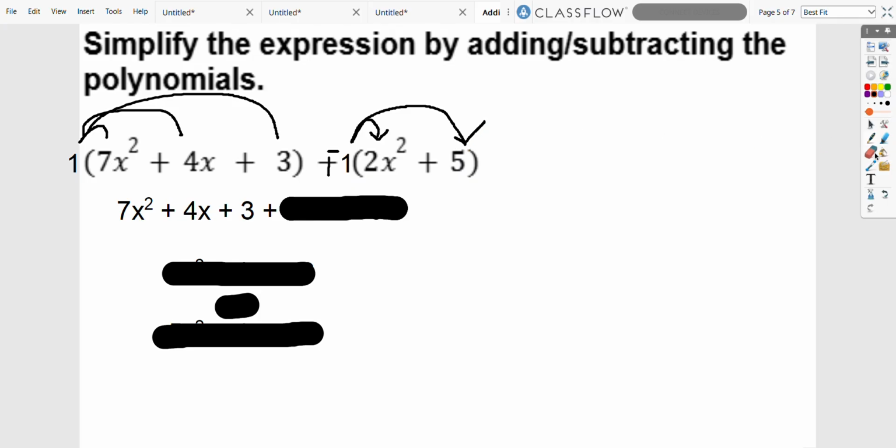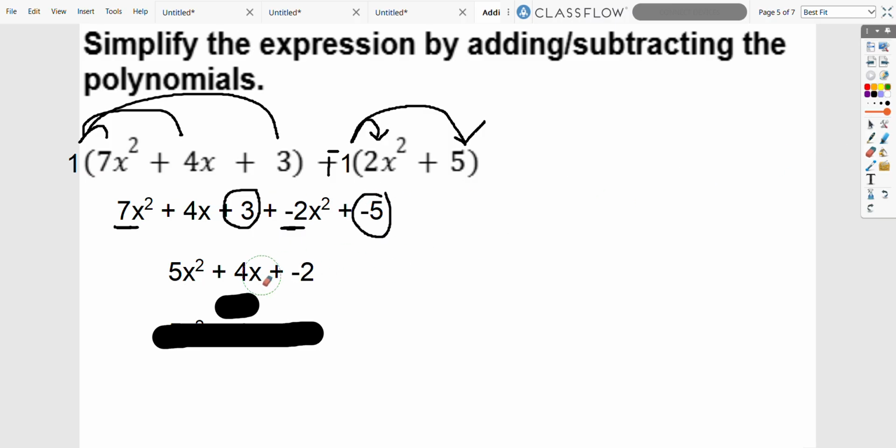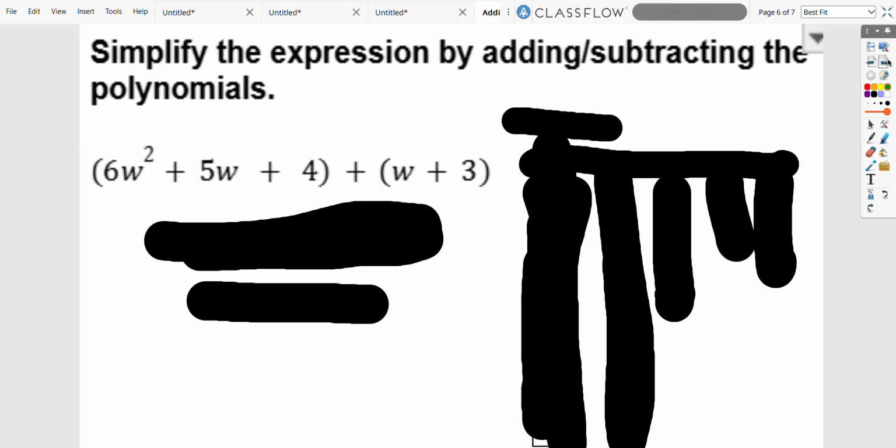And so there's -1 times 2, -1 times 5. So when you multiply those, make sure you account for those negatives, right? So that's -2x squared plus -5. And then we combine the like terms. Once again, we have 7 plus -2. That's going to give us +5. And then we have 4x with nothing to combine with that one, so that's just 4x. And then we have the 3 with the -5, and that gives us -2. And there's two ways to write your answer.